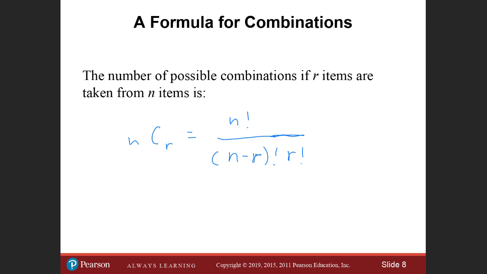The number of possible combinations if r items are taken from n items. So we have the r items and the n items. So similar to permutation, the symbol is C instead of P.